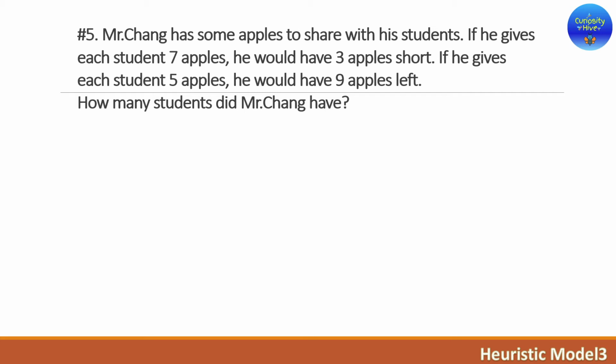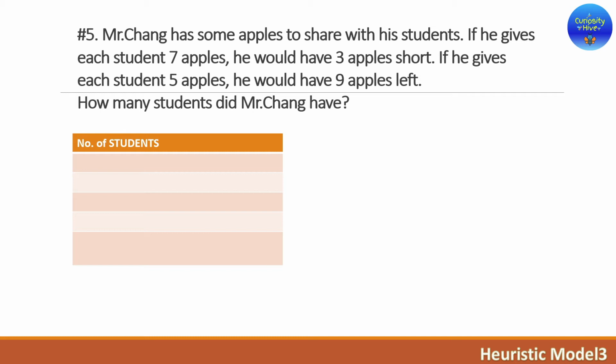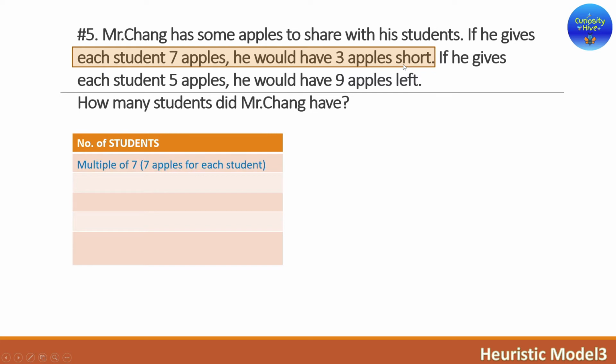Now here we are going to make a list. In our list, we have to find out the number of students. That is the final answer that we need. Now let's understand the parameters. So first condition says that if he gives each student 7 apples, he would have 3 apples short. That means we need to find multiple of 7 because each student has been given 7 apples. And then we need to get the scenario 1 where we should subtract this multiple by 3.